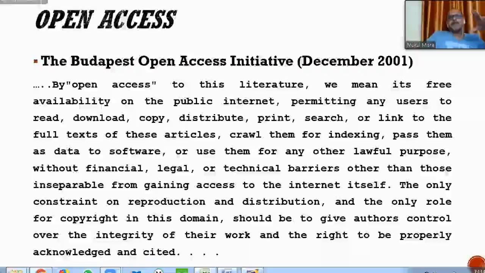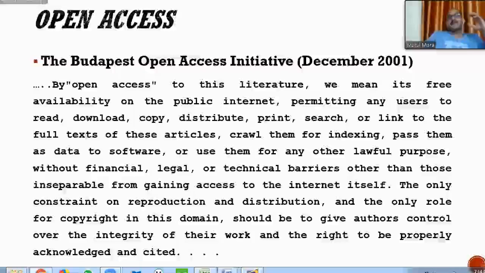This is the Budapest initiative, meaning what they are giving. They are just passing out the new findings to the research community, not beyond that. So legal, financial, and technical product development, all those things are barred. The information is supposed to be shared for academic and research purposes only.